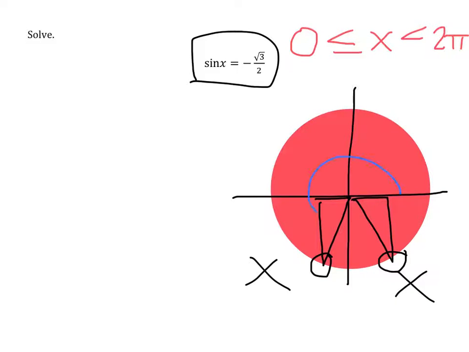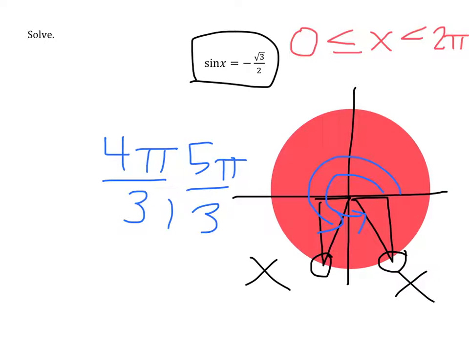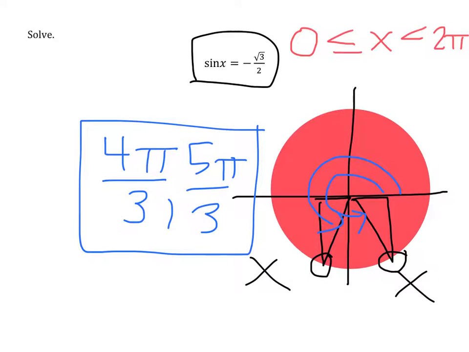This angle right here on the interval from 0 to 2 pi is 4 pi over 3. This angle here, the one that goes all the way around to that one, is 5 pi over 3. And so the solution to this equation, sine of x is negative root 3 over 2, is 4 pi over 3 and 5 pi over 3.